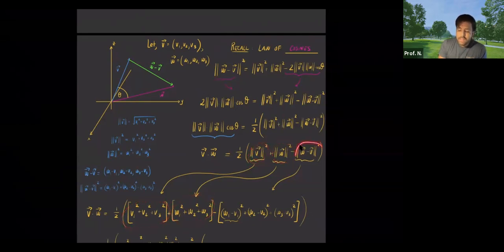And now that last piece here, I'm trying to find the norm of W minus V squared. So what's W minus V? Remember what W minus V represents? It represents that side opposite the angle theta. What is W minus V? It's simply subtracting W1 minus V1, W2 minus V2, and W3 minus V3. That's what this represents.